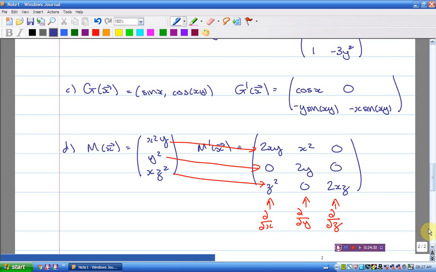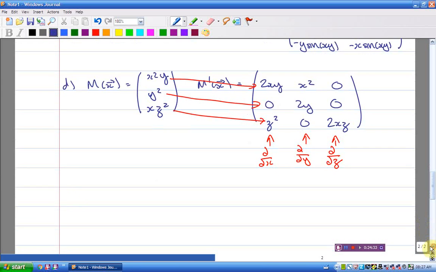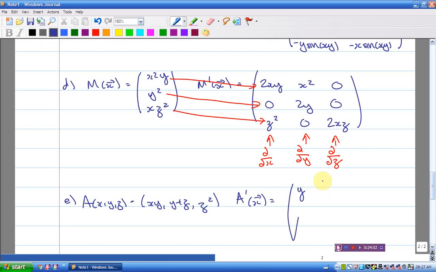Okay. I've got 2 more to do in my little 80 here. A of x, y, z. You can see I was running out of names when I was typing this up. x y, y plus z, z squared. Oh, that's a nice easy one. It's also 3 components, also 3 variables. So once again it will be 3 by 3. y x 0 0 1 1 0 0 2z.